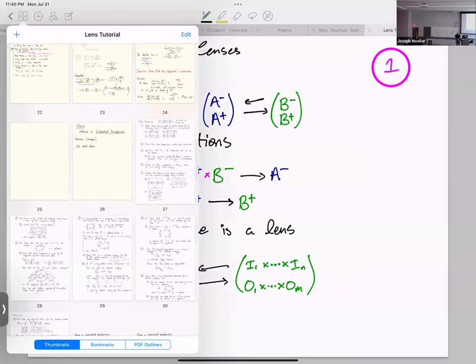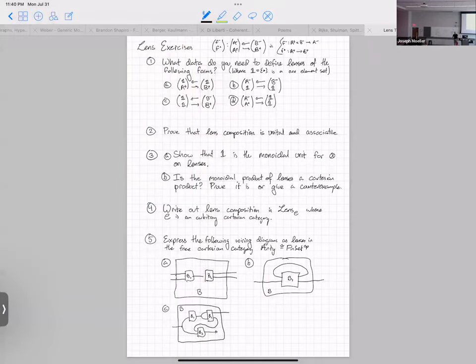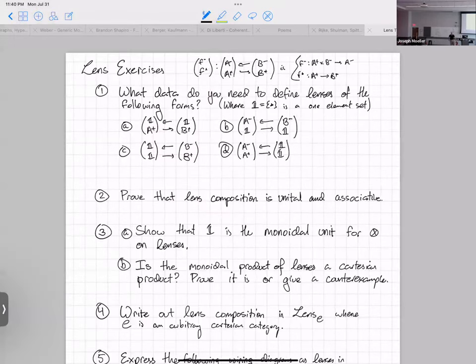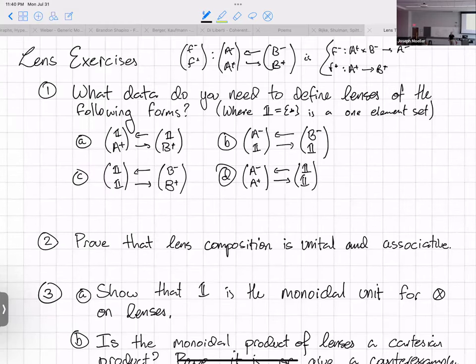Okay, so in the first one, it's a function a plus to b plus. In the second one, in b, who wants to take an answer?